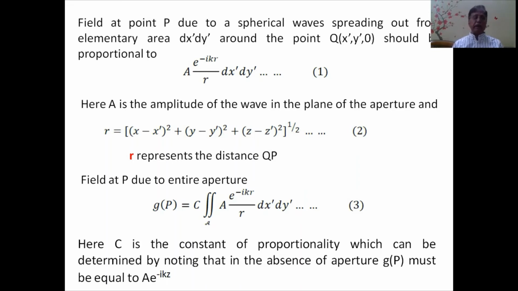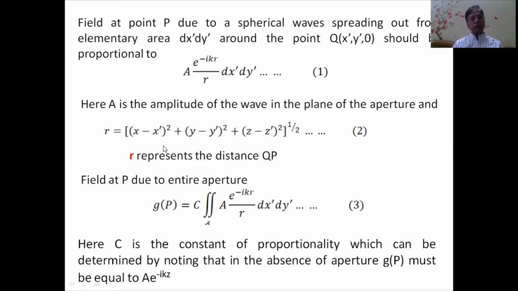Mind it, we have taken in the plane of the aperture the amplitude of the wave as A by r, and this amplitude will vary as A by r. As distance increases, the amplitude will decrease. And this distance r we have taken as the distance between Q and P.